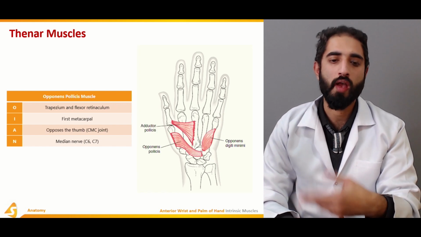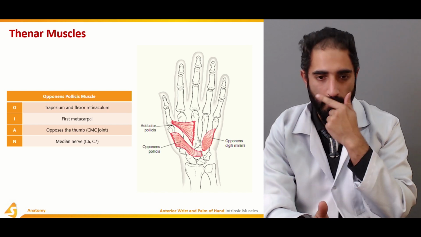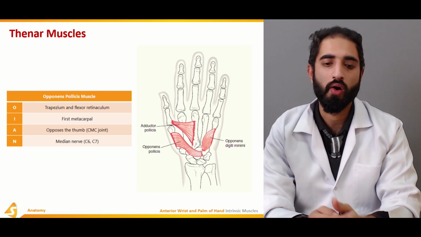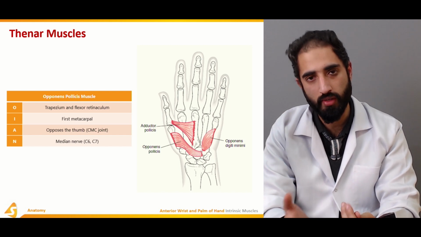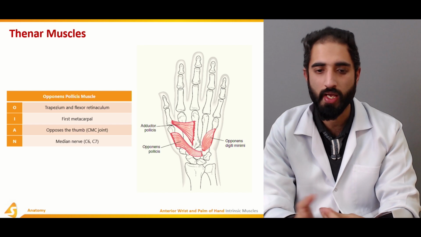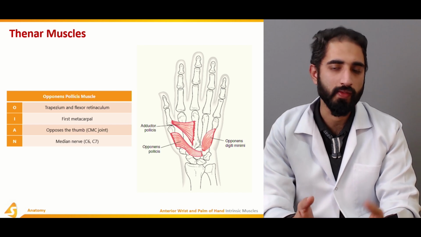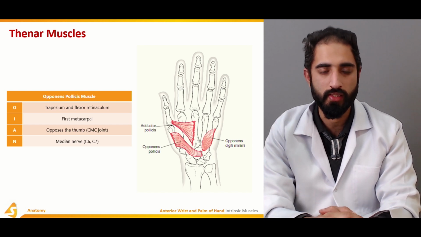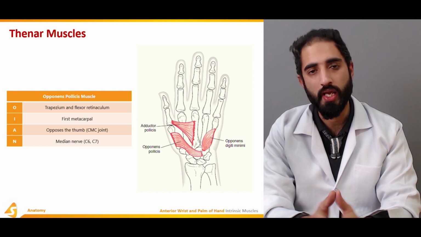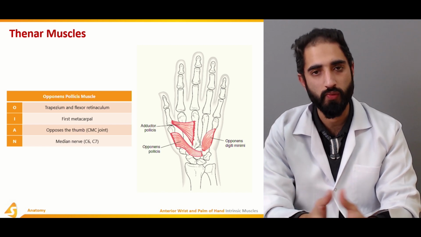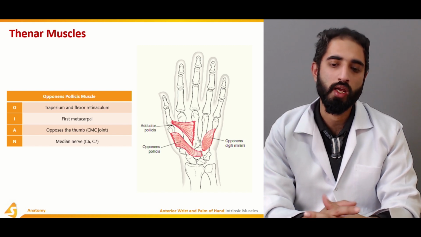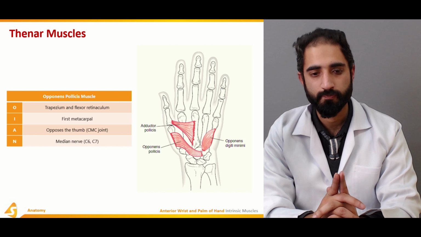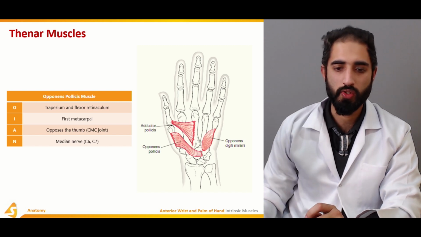And then at the end we have the opponens pollicis muscle, which causes the opposition of the thumb, or opposes the thumb at the level of the carpometacarpal joint. The nerve supply is once again the median nerve and the same nerve roots, C6 and C7. The origin is once again from the trapezium and the flexor retinaculum, the same as the flexor muscle, and the insertion is at the first metacarpal, as you can see here.